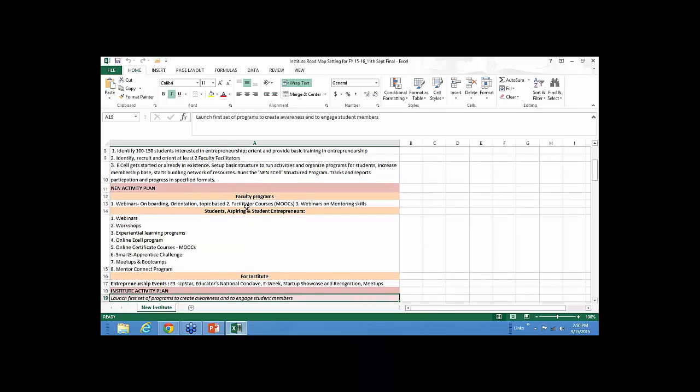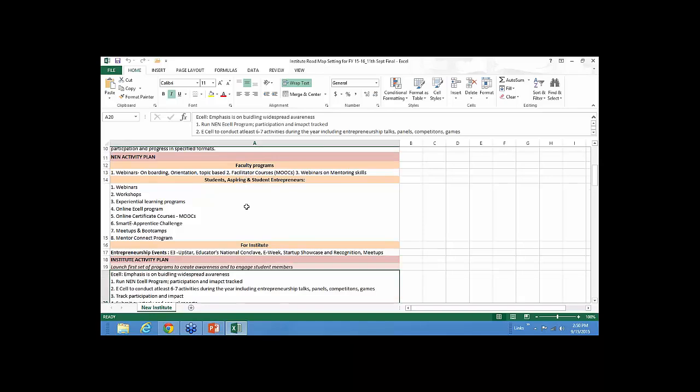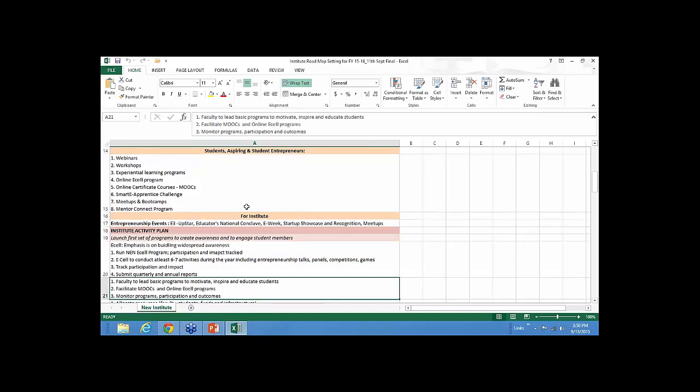So this was the NEN support that we shared with you. At the institute level also, once you have your faculty and your student ECL in place, you need to start building your first activity plan in place. Right? Ideally, we will also reach out to you with an NEN ECL program. So we will let you know what kind of programs to be run. But meanwhile, you need to start identifying 6 to 7 activities that you would want to run throughout the year on your campus for your students.